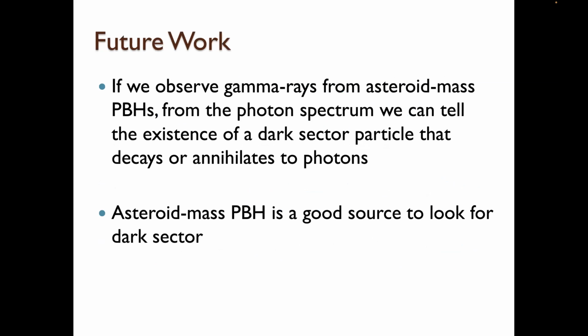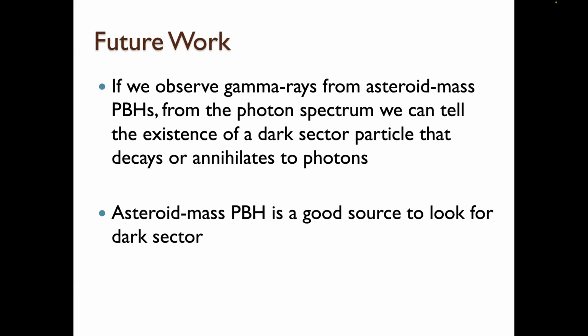And as a future work, this is not directly related to the talk I just gave, but we still think about the asteroid-mass primordial black holes, because this is very interesting. It produces very high temperature Hawking radiation. So if we observe such gamma rays from the asteroid-mass primordial black holes, then by looking at the photon spectrum, we can probe the existence of dark sector particles that decay or annihilate to photons.